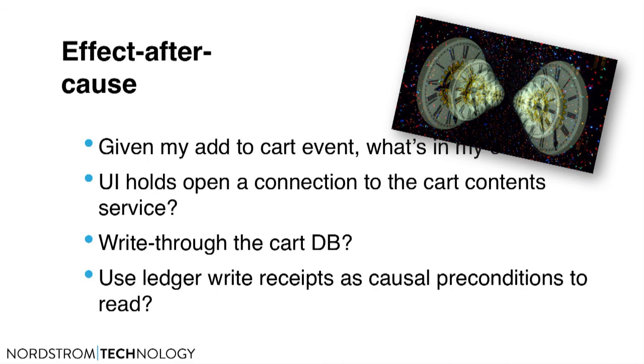Effect after cause. So this one's pretty tricky, and it gets trickier when you have a system with multiple streams and multiple microservices consuming from those streams, multiple different databases. What you want to be able to say is, given that I've added this item to my cart, what are the contents of my cart? So three different approaches we're using here. The first approach, if you have the luxury of having a UI that can hold open a dynamic connection to your data layer, you can say, well, I'm just going to show the content of the carts, and as that item drops into the cart, it will show up, and maybe there's a bit of a delay.